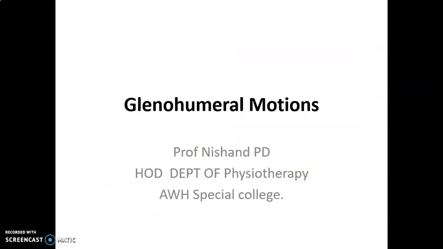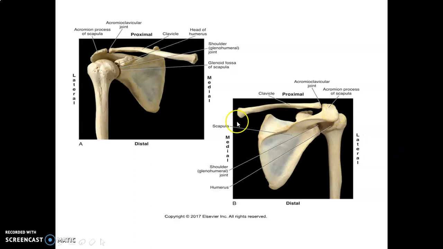Good morning, dear students. So again, we are still in this chapter of shoulder joint in the biomechanics. Last class we discussed the supraspinatus impingement. So this class will start with the glenohumeral motions. Just to familiarize you again, I want to show you the structures of the shoulder joint.